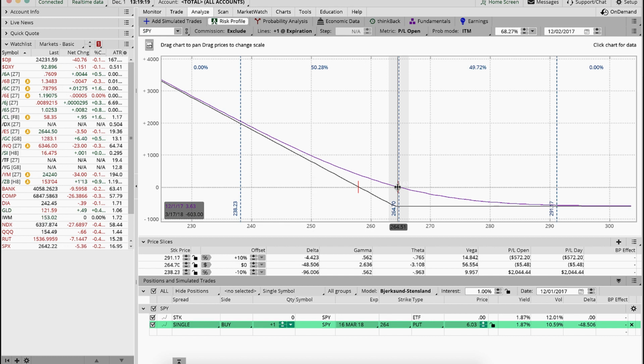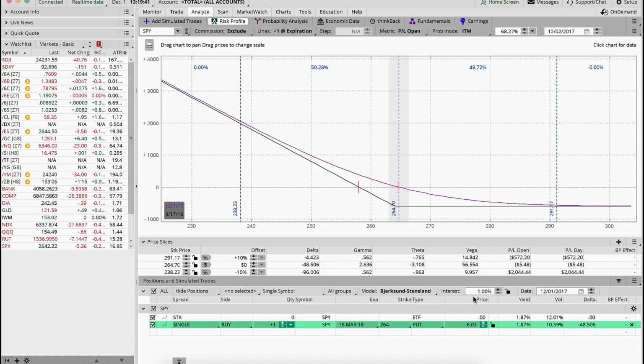This, my friends, is an incredibly powerful tool for you to learn how to use. And we are going to be exploring using risk profile tools and analyzers for every single trade, because it's important that we understand what our risk reward scenario is based on what we expect to happen with the stock, what we expect to happen with volatility.